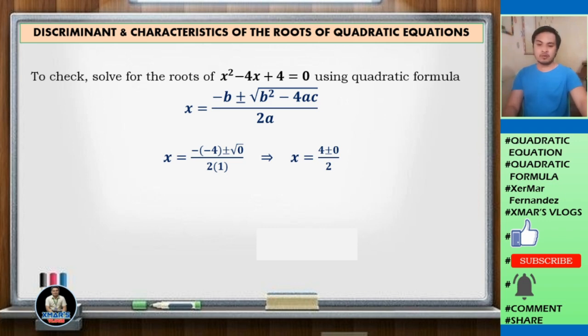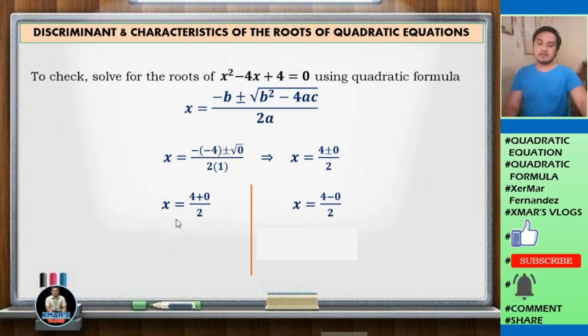We have x equals 4 plus minus 0 all over 2. So negative 1 times negative 4 is 4, and we have to copy this, and the square root of 0 is 0. All over 2 times 1 is 2. And here we have two resulting linear equations. So we will split, or we have to separate, for us to solve the values of x. So we have x equals 4 plus 0 all over 2, and x equals 4 minus 0 all over 2. And let us simplify this one first.